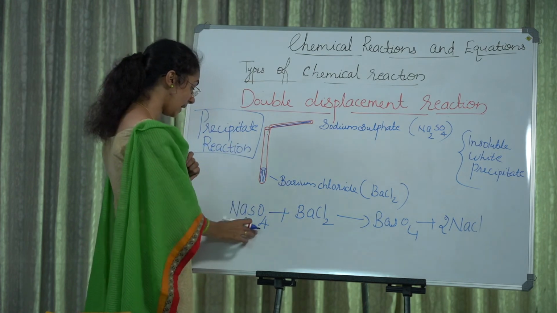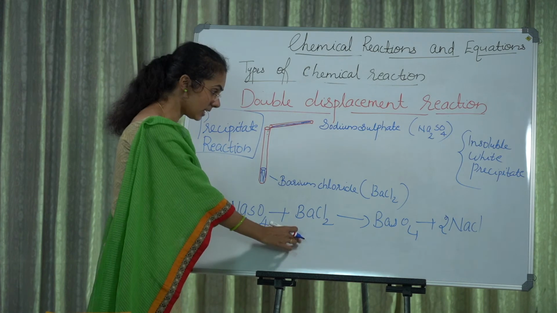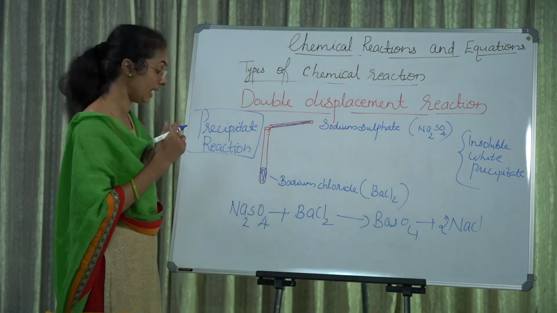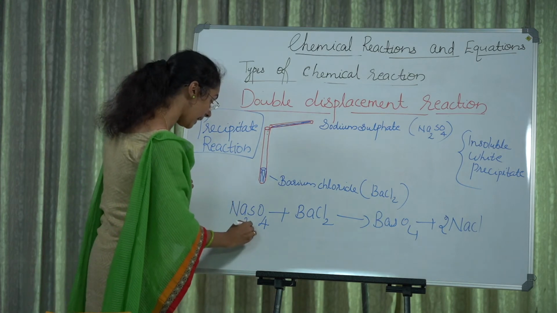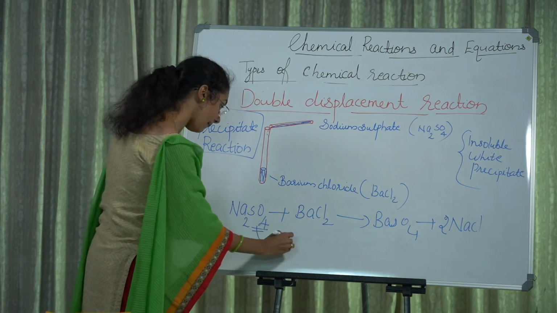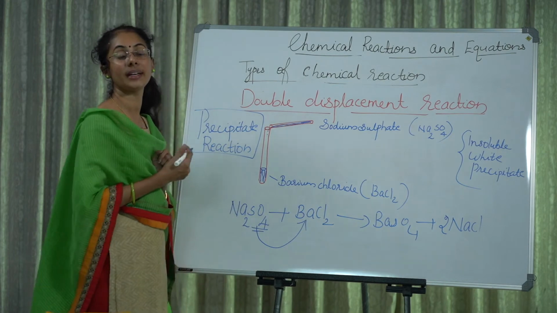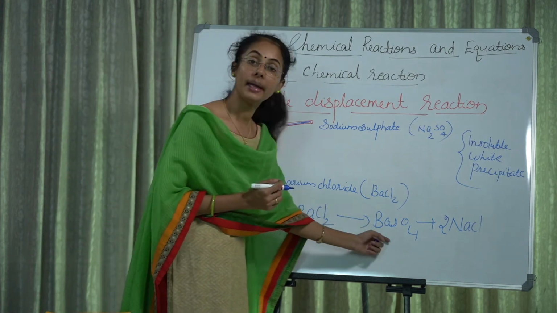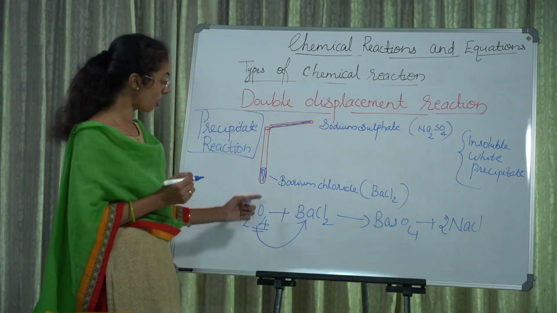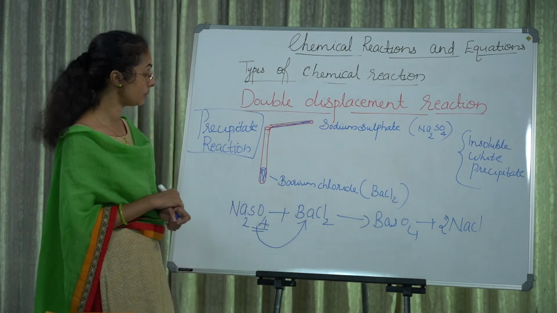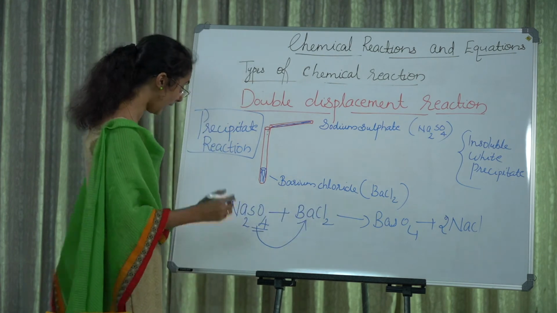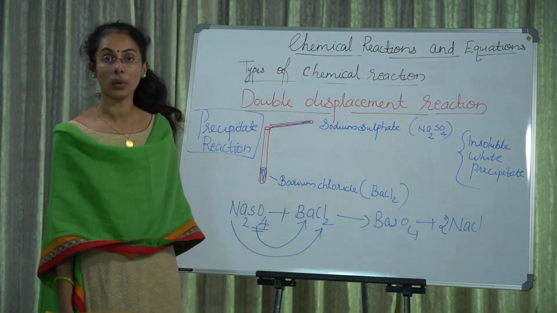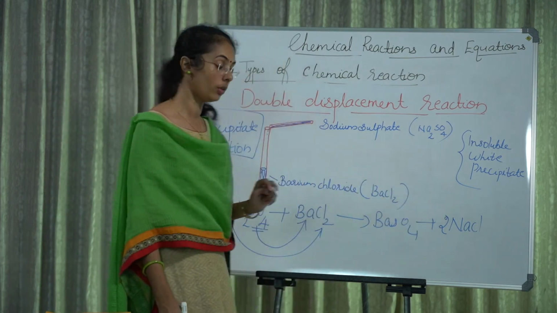In this case, Na2SO4 plus BaCl2 gives BaSO4 plus 2NaCl. Here, first the SO4 ions combine with barium to form barium sulfate, and sodium combines with chlorine to form sodium chloride. These two products are formed here.